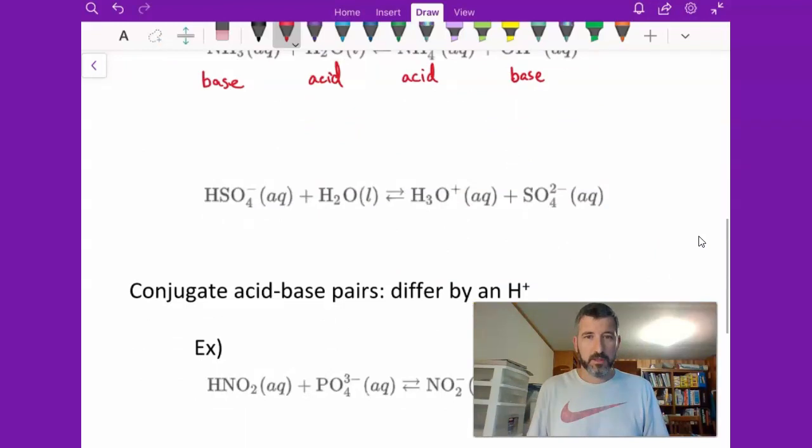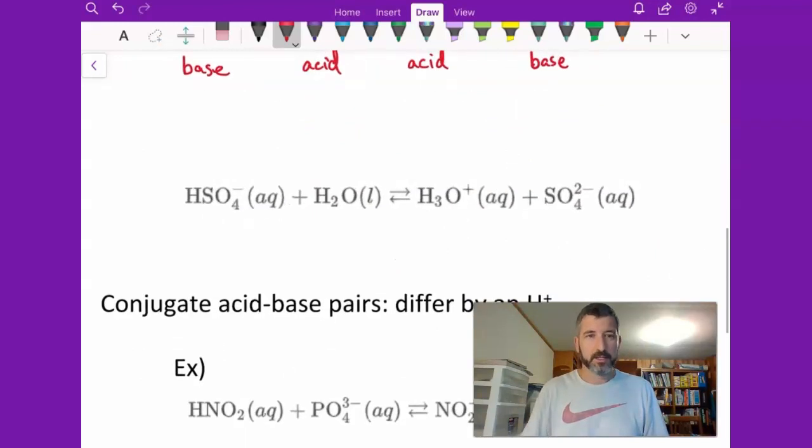Okay, so let's do the same thing for this next reaction. See if you can identify the acid and base on the left-hand side of the equation, again, based on what they're becoming as we move to the right. Look for which of these two substances, the HSO4- and the water, is donating a proton and which one is accepting a proton, and that will tell you which one is acid and which one is base.